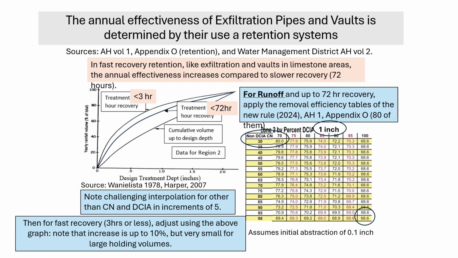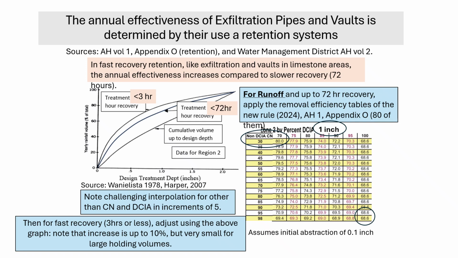When we consider the annual effectiveness of exfiltration pipes and vaults as retention systems, a critical factor is their recovery rate. In situations with fast recovery, such as exfiltration and vaults located in high hydraulic conductivity limestone areas, the annual effectiveness significantly increases compared to systems with a slower 72-hour recovery period. For general runoff and recovery times up to 72 hours, we apply the removal efficiency tables published in the new 2024 rule. Specifically in Applicant's Handbook Volume 1, Appendix O, there are 80 such tables available.